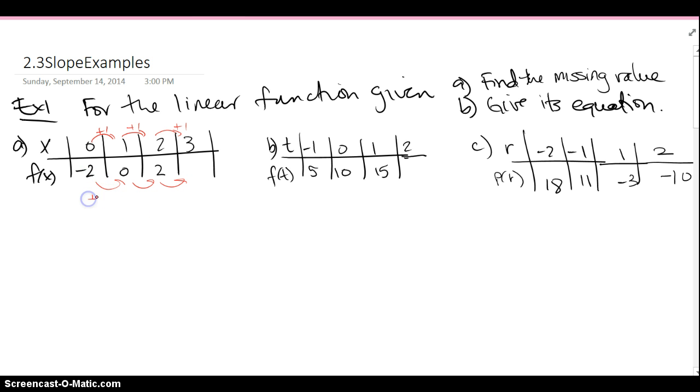Looks like if I add 2, I get from -2 to 0. If I add another 2, I get from 0 to 2. So if I follow the same consistent pattern, 2 plus 2 is going to be 4. The missing value is 4. And so that's part A.